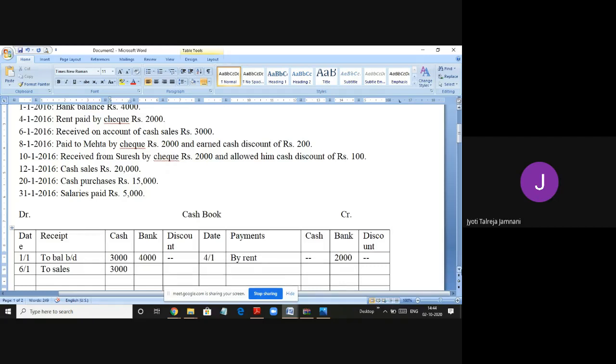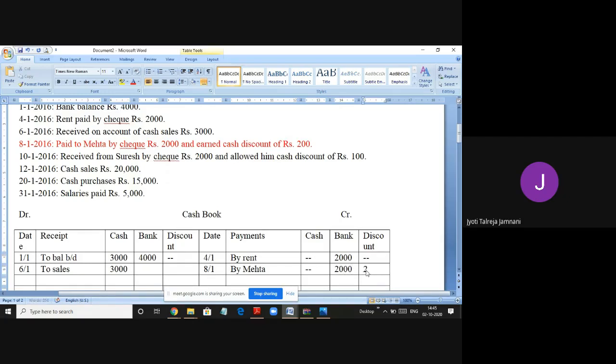Paid to Mehta by check rupees 2000, earned a discount of rupees 200. Paid, so we'll go on the payment side, that's the credit side. The date is 8th January, and to whom are you paying? To Mehta. So by Mehta, how much are we paying? 2000 rupees. And how are we paying? We are paying it by check. So check means we are paying it through bank. So we pay 2000 rupees to Mehta, and we are earning a cash discount of 200.